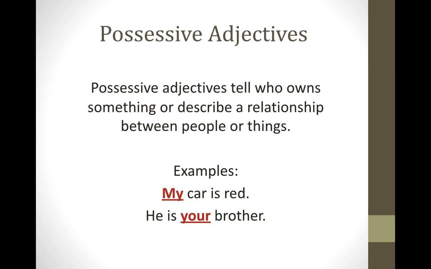Okay, so possessive adjectives tell who owns something or describe a relationship between people or things. For example, in English, a possessive adjective could be my. My car is red. Okay, you're saying who possesses or owns the car. Another example would be your. He is your brother. Okay, so possessive adjectives show to whom something belongs.